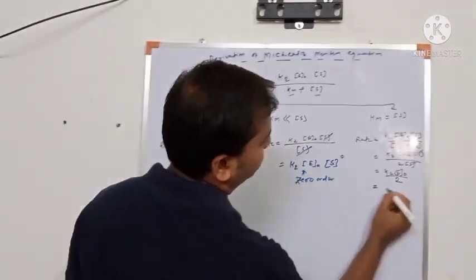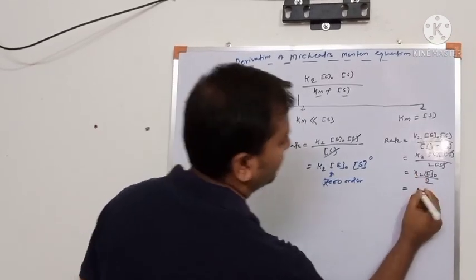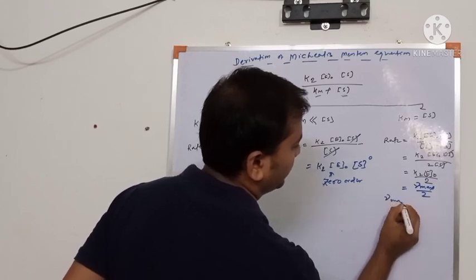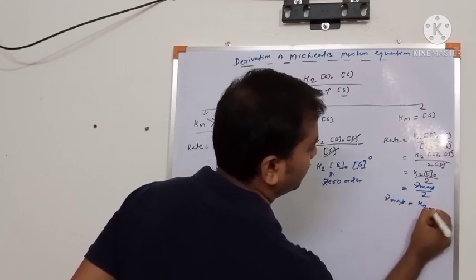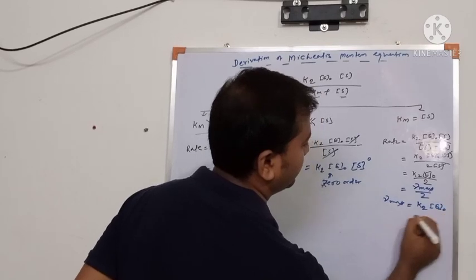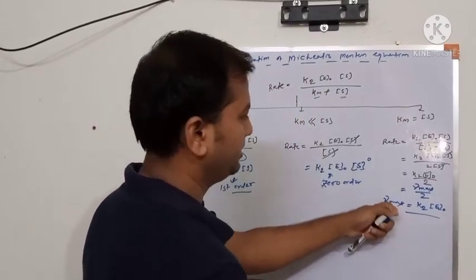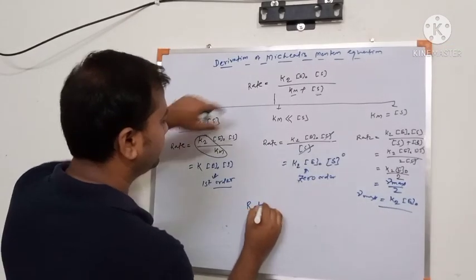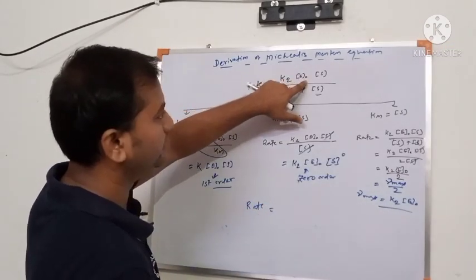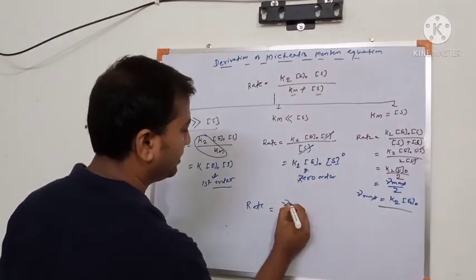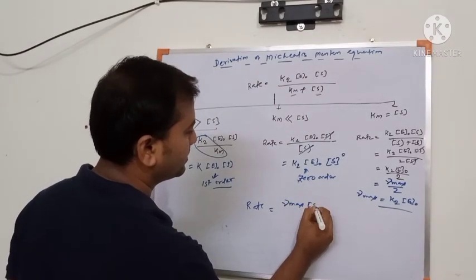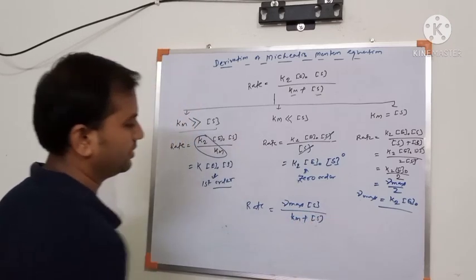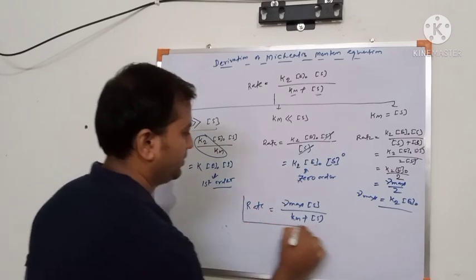This is the maximum rate, nu max by 2. Nu max equal to K2 into E naught. This is very important. Now rate equals K2 E naught substituted by nu max into substrate concentration by Km plus substrate concentration. Another equation is there.